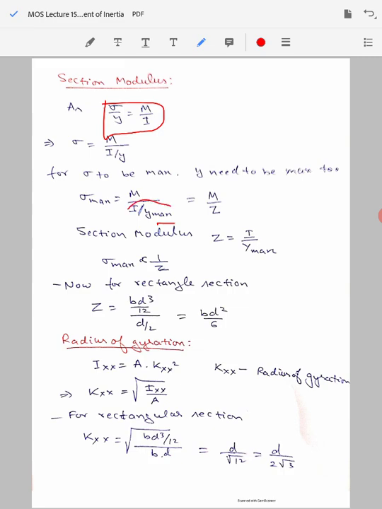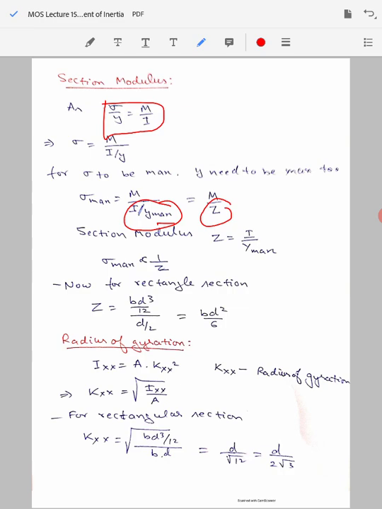This I by y max is basically the characteristic or the property of the cross section of the beam. That is what we call Z. This Z is the section modulus and it is defined by I by y max, the maximum distance fiber that is there in the cross section. So if you divide I by the y max, you will get the section modulus.